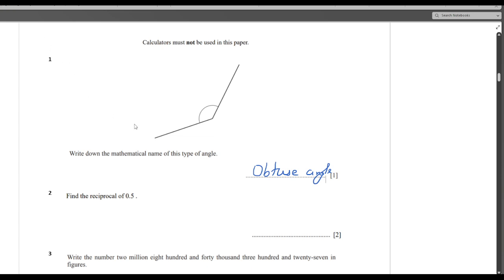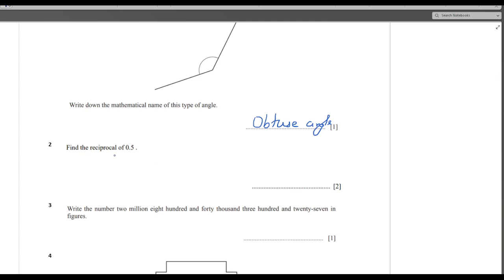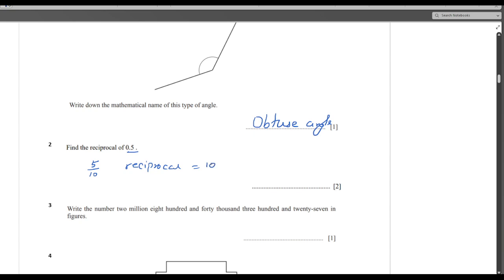Second question, find the reciprocal of 0.5. Now this 0.5 can be written as 5 divided by 10. Its reciprocal is 10 divided by 5. So your reciprocal is 10 divided by 5, which you can simplify and you can say your answer as 2.